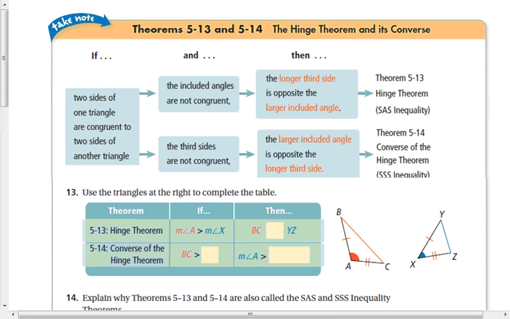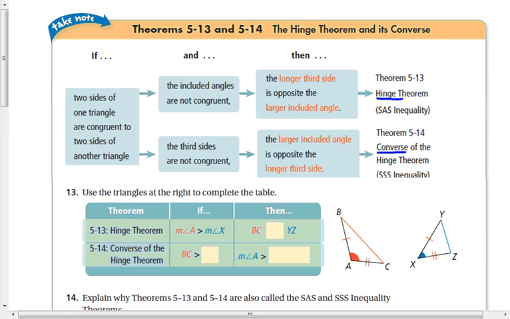All right, so here's the big theorems. They're called the hinge theorem and the converse of the hinge theorem. If two sides of one triangle are congruent to two sides of another triangle, and the included angles are not congruent, then the longer third side is opposite the larger included angle. So the triangle with the bigger angle has the longer third side. And also, if the third sides are not congruent, then the larger included angle is opposite the longer third side. That part is considered the converse. This one is the converse. This one is the hinge theorem.